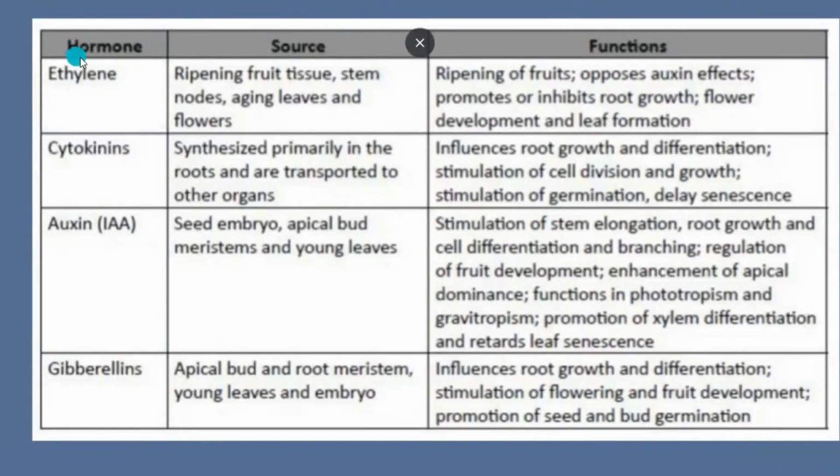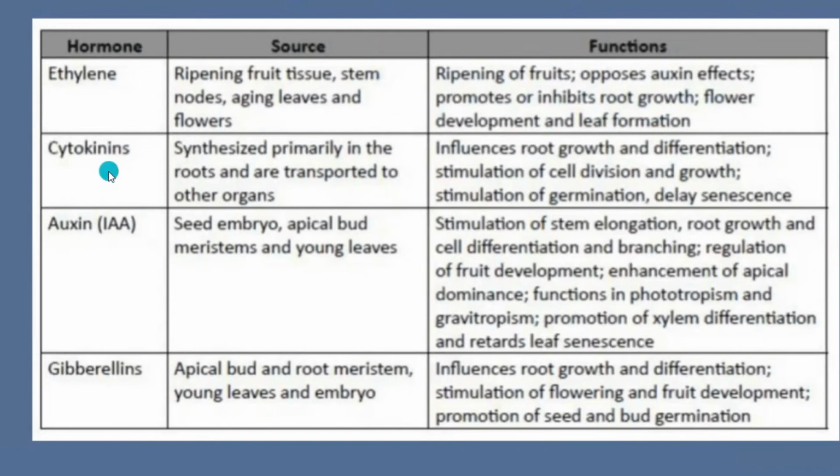Let us first discuss ethylene. This is a natural plant hormone which is used to ripen fruits. Ito yung nilalagay nila para mas mapabilis yung ripening ng mga, for example, banana. Isa pang function niya, it opposes auxin effects. It also promotes or inhibits root growth and flower development and leaf formation.